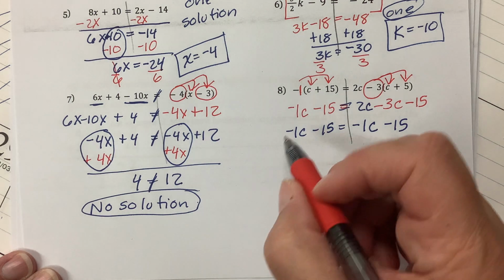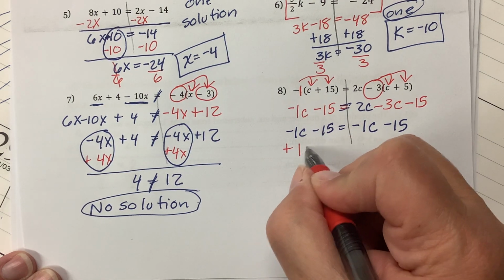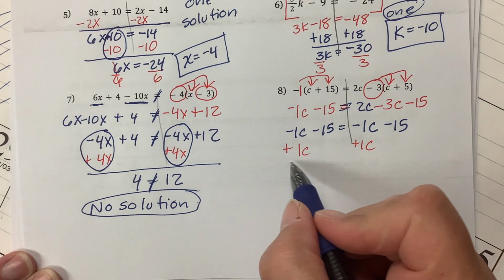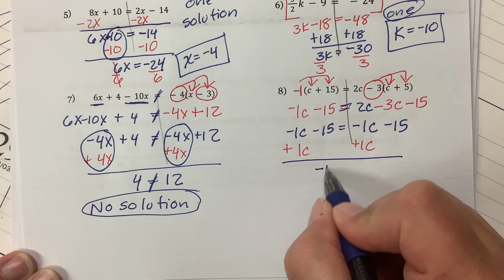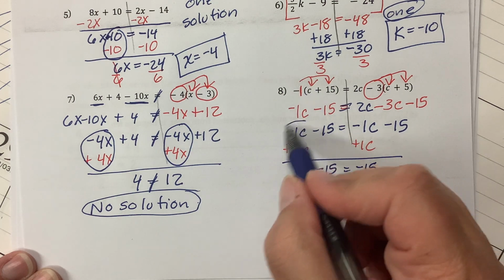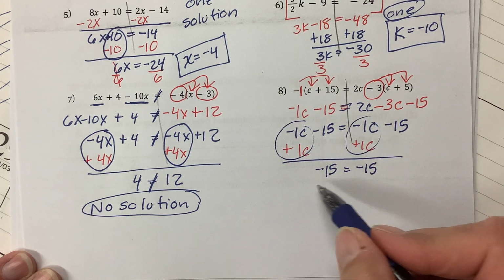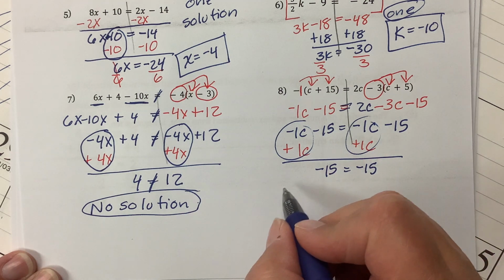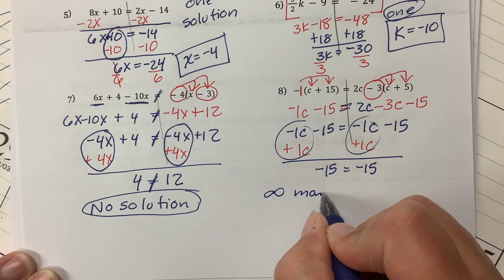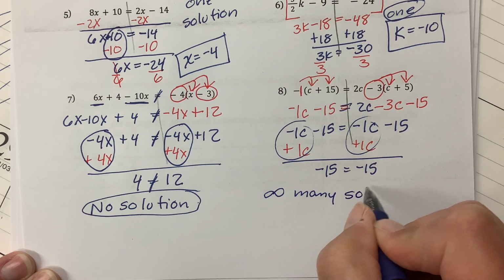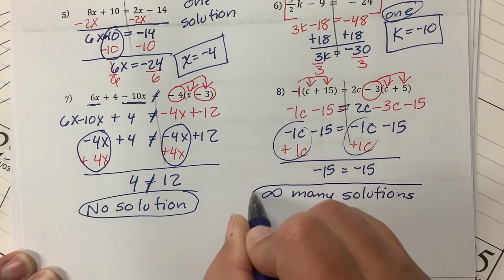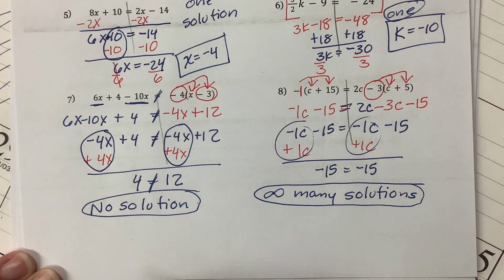I'm going to add 1c to both sides. And you get negative 15 equals negative 15. Okay, I've eliminated my variable, and they're equal on the bottom. That means that there are infinitely many solutions, because my answers are equal on the bottom.